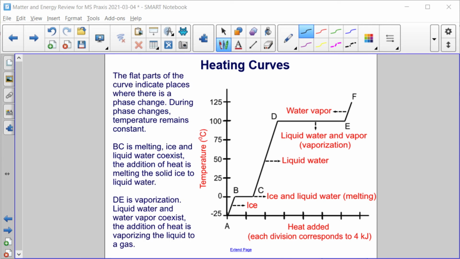The flat parts of the curve indicate places where there's a phase change occurring. During phase changes, heat is added, but the temperature remains constant. BC on the graph is where melting occurs. Ice and liquid water coexist here. The addition of heat is melting the solid ice to liquid water. DE is vaporization. Liquid water and water vapor coexist, and the addition of heat is used to vaporize the liquid to a gas.